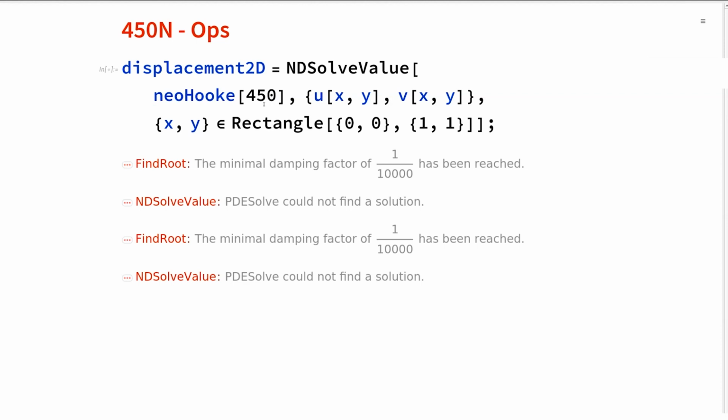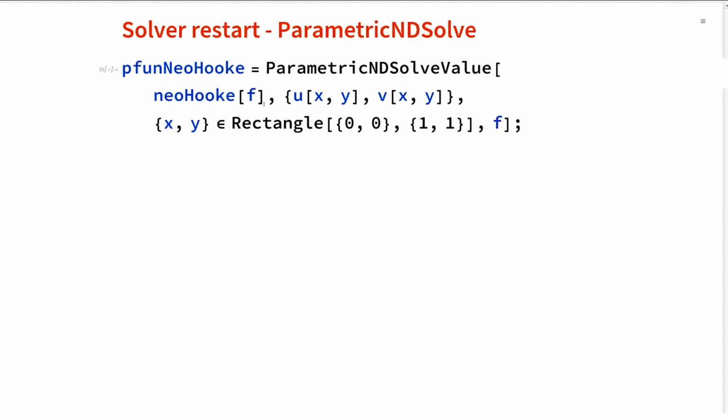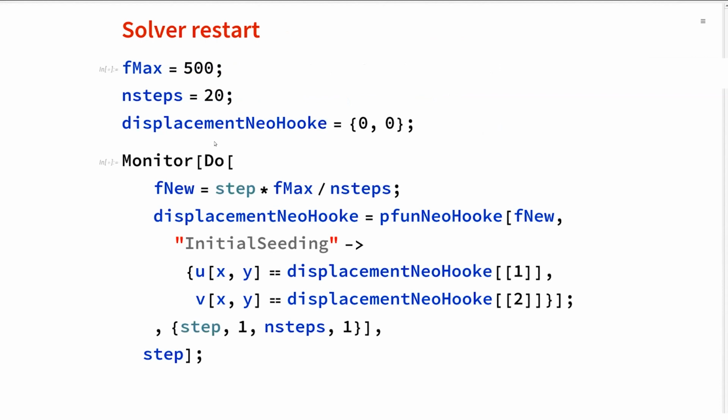So there are two approaches. I'm going to show one of them and talk a bit about the other one in a second. What you can do is set up a parametric NDSolve value. So you have a parameter now, and the parameter is going to be the force that we're going to input into this material model. And we have a pfun neohook for this thing. Okay, so what are we going to do?